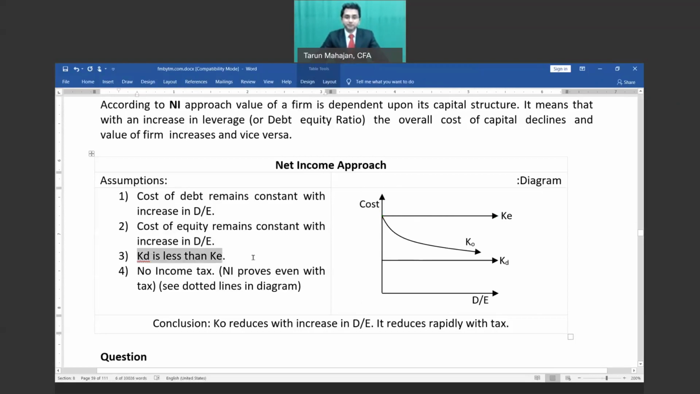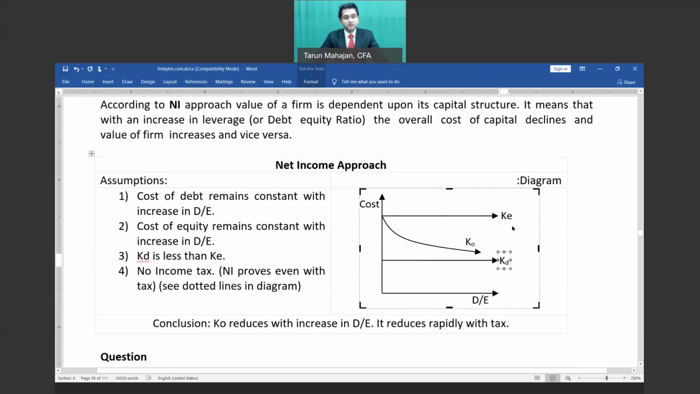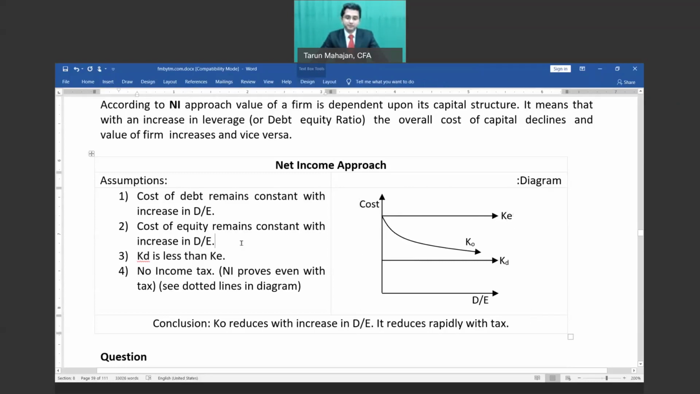Number 3, cost of debt is less than the cost of equity. And that's quite a reasonable assumption, as cost of debt is usually less than the cost of equity. Now KD is constant, KE is constant, KD is less than KE. One expensive source, cost of equity. One cheaper source, where I pay cost of debt.